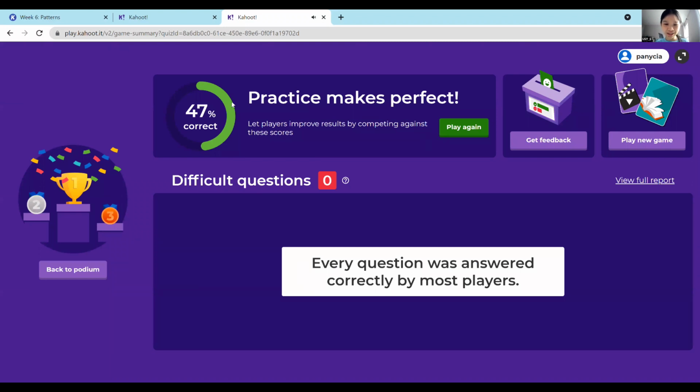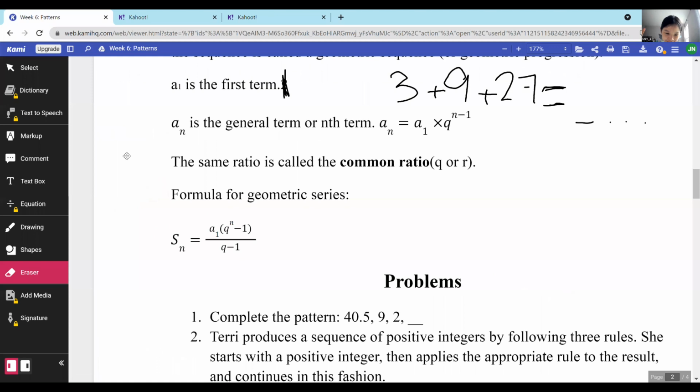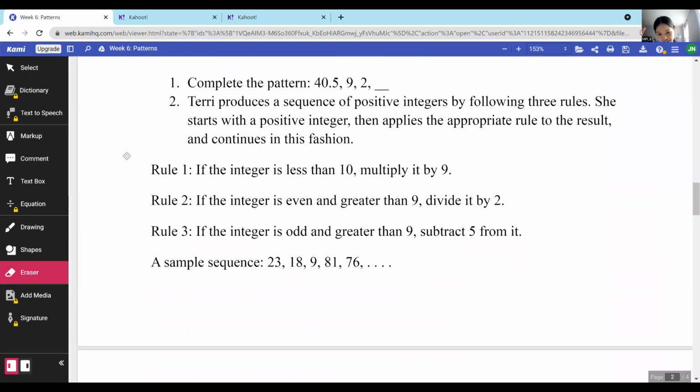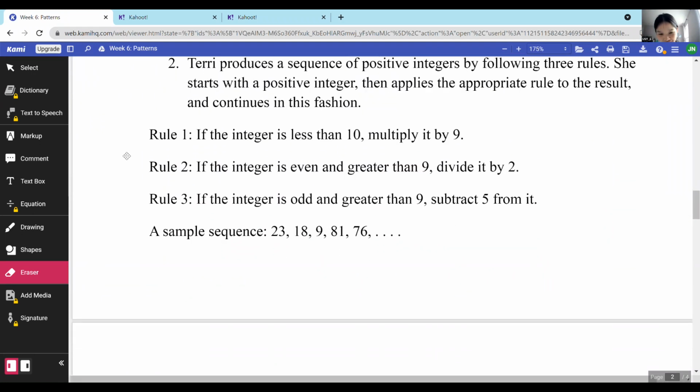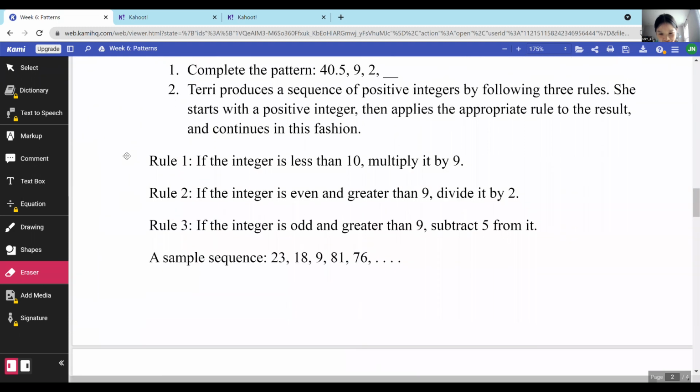Okay, I hope that you enjoyed the Kahoot and learned a lot. Now we're going to go into some problems that involve even deeper thinking. Let's look at problem number 2. You could read it yourself and start thinking.